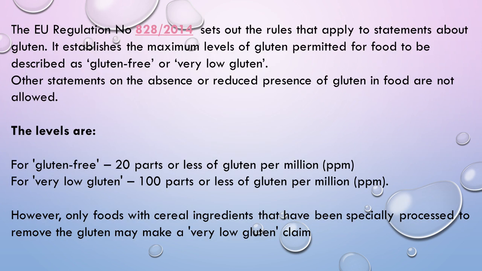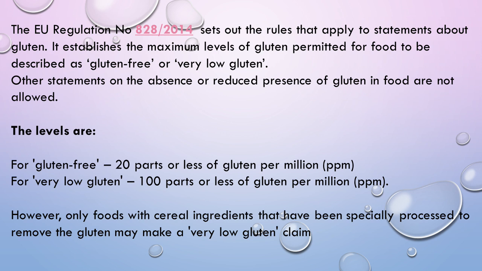Now, the EU regulation number 828/2014 set out the rules that apply to statement about gluten. It establishes the maximum levels of gluten permitted for foods to be described as gluten-free or very low gluten. Other statements on the absence or reduced presence of gluten in food are not allowed. The levels are: for gluten-free, 20 parts or less of gluten per million, ppm. For very low gluten, 100 parts or less of gluten per million, ppm.